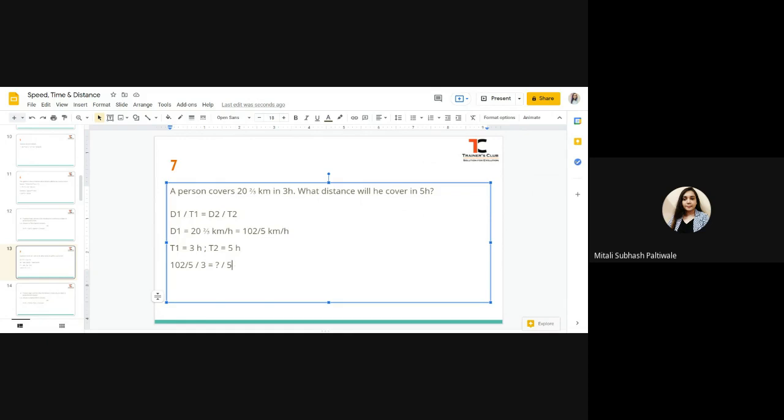Now the equation will become 102 by 5 into 5, by 3. So these 5s will get cancelled off. 102 divided by 3 will give me the answer as 34.